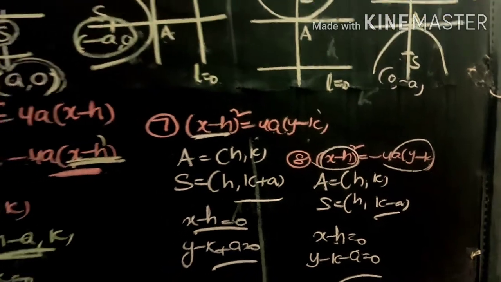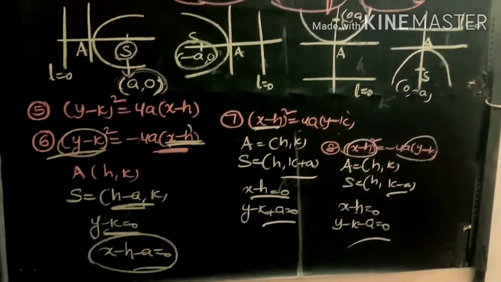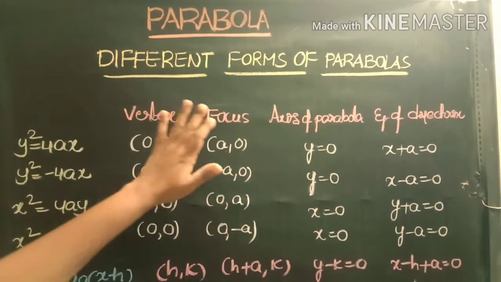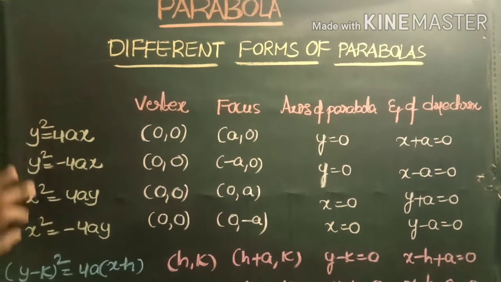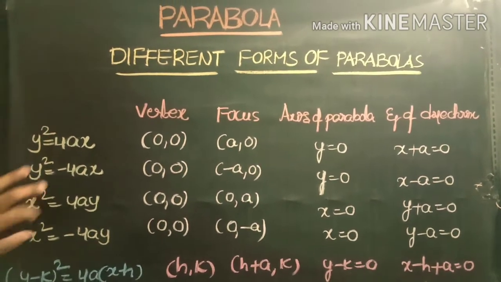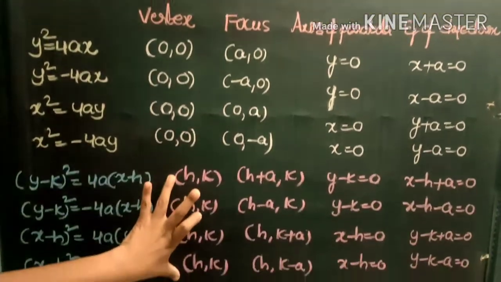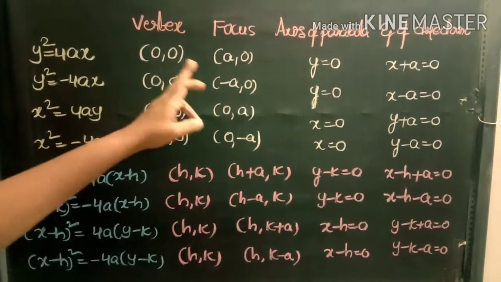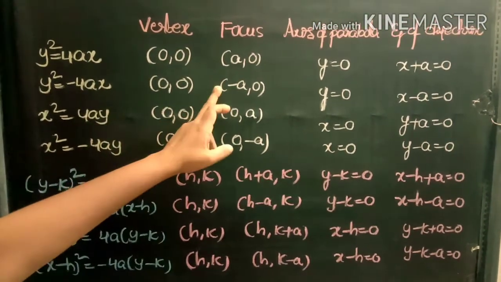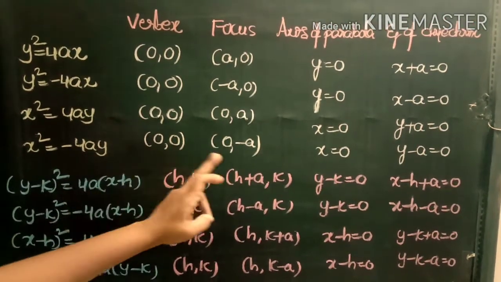Now these are all the formulas, and in all cases the length of the latus rectum is equal to 4a. Now these are the different forms of the parabolas, in tabular form. The first four parabolas are the equations having vertex 0 comma 0, and the next are the parabolas having vertex at h comma k. Here the focus for y square equal to 4ax is a comma 0, for minus 4ax is minus a comma 0, for x square equal to 4ay is 0 comma a, and for minus 4ay is 0 comma minus a.